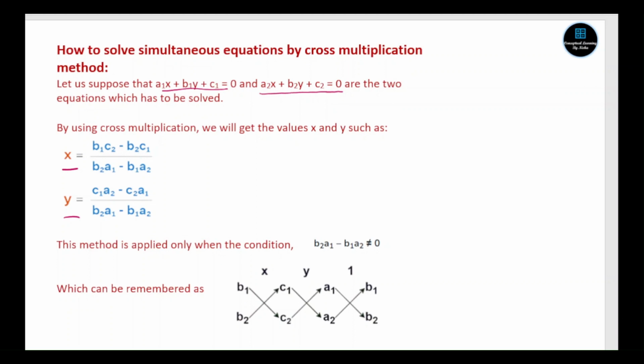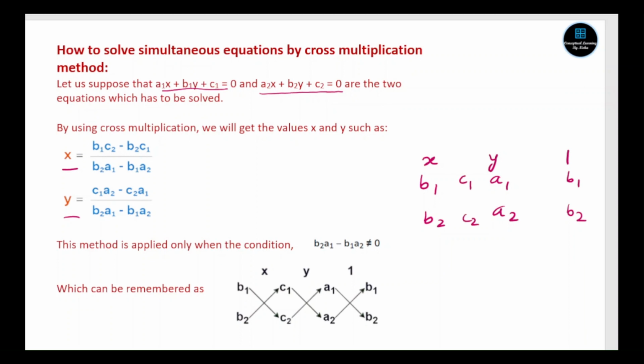Now, how to remember this? What we have to do is write x, y and 1. Now under x you have to write the coefficient of y. So here it has b1 and b2. Under the y you have to write the coefficient of x. So a1, a2. Again write b1, b2 under 1. And in the middle of x and y just write the constant terms which are c1 and c2.